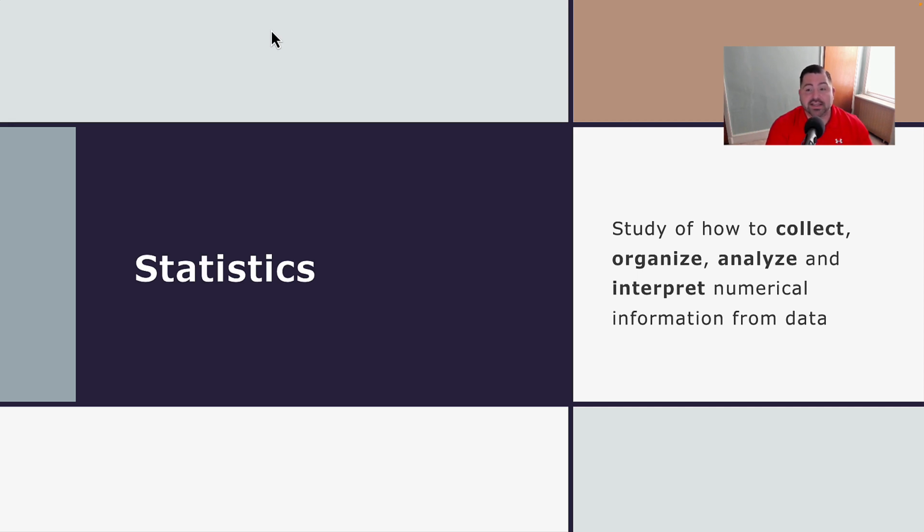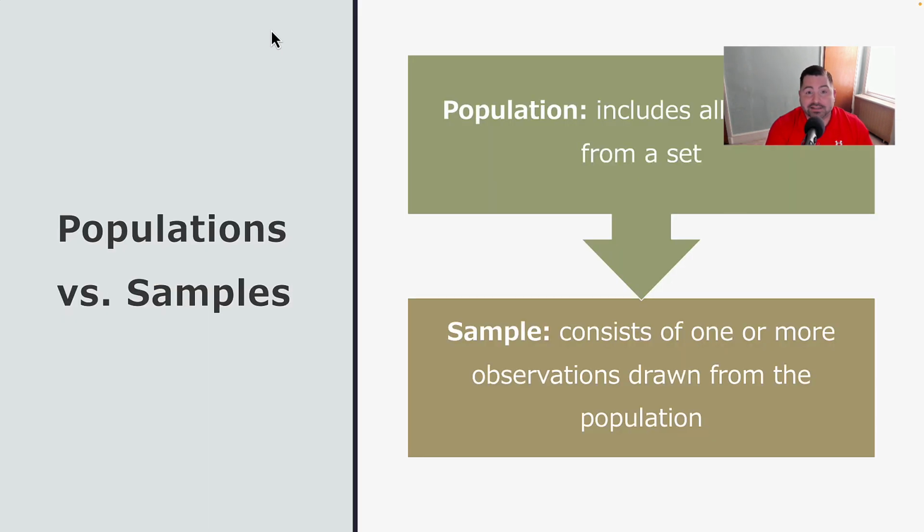So statistics is a process in how we collect information, how we organize it, how we analyze it, and how we interpret it back to a larger population of interest, which takes us on to this next topic, which is differentiating a population from a sample. When we talk about populations, we are talking about every possible person that comes from a set that could have those characteristics that we're looking for.